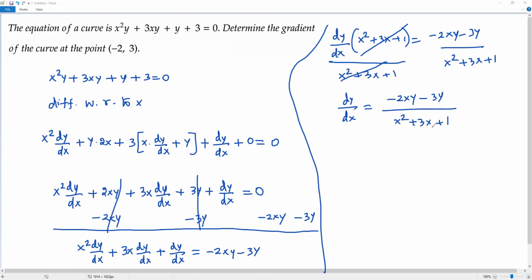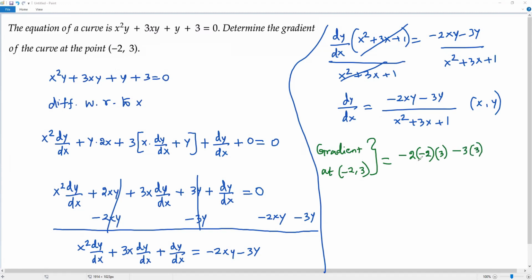Here I got dy/dx, which gives the gradient or the slope of the given curve at any point (x, y). But our aim is to get the slope at a particular point, that is (-2, 3). So what we have to do is plug in this -2 for x and 3 for y in this expression. Now let me plug in the gradient at the point (-2, 3). For x we plug in -2, and for y we plug in 3.